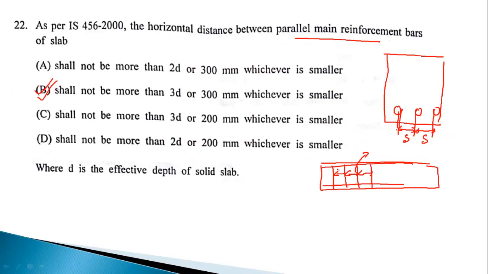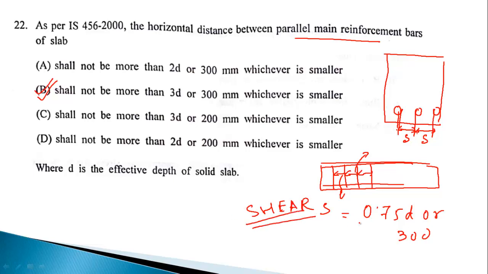Okay, for shear reinforcement, the maximum spacing is again given as 0.75D or 300 mm. This is for only shear. Shear is not given in the question, so don't confuse. So if shear is asked, go for this one for the maximum.